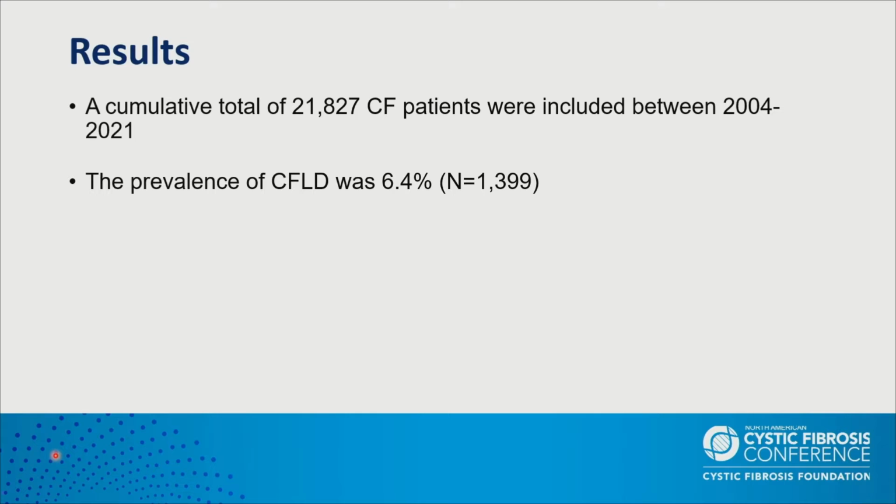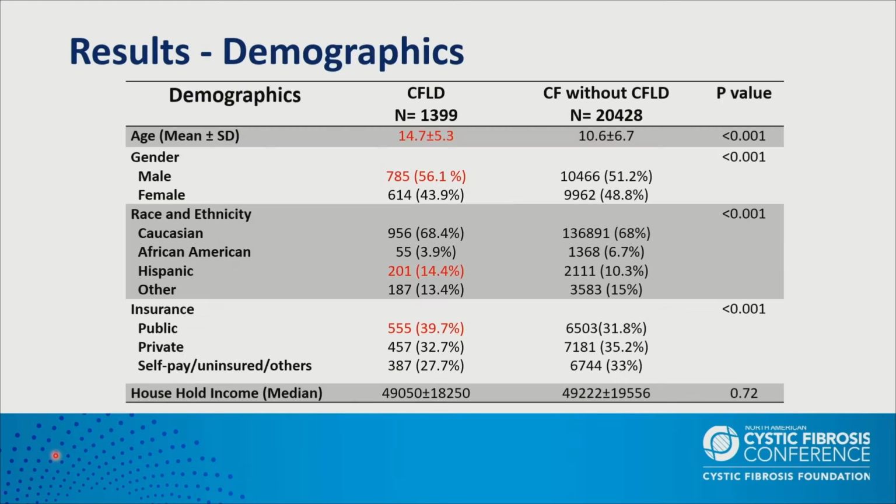So we got a total of 21,827 CF patients between 2004 and 2021, that is 17 years. And in this population, using this definition, the prevalence was 6.4%. Comparing the demographics, you could see that patients with liver disease are a little bit older, preponderantly male, and then also of Hispanic ethnicity, and also had public insurance. There was no difference in household income between the cohorts.